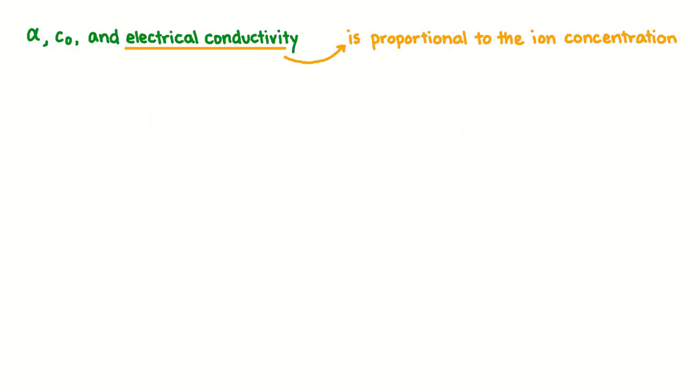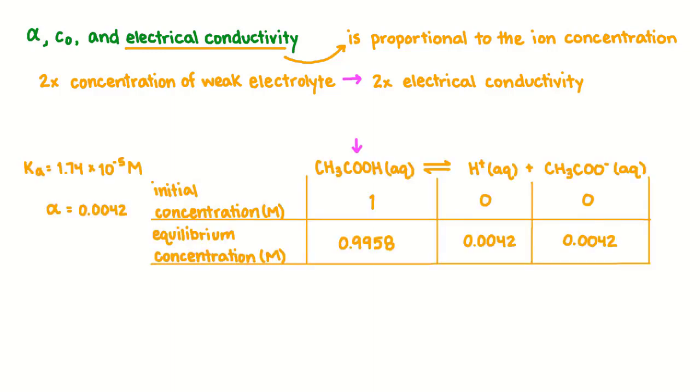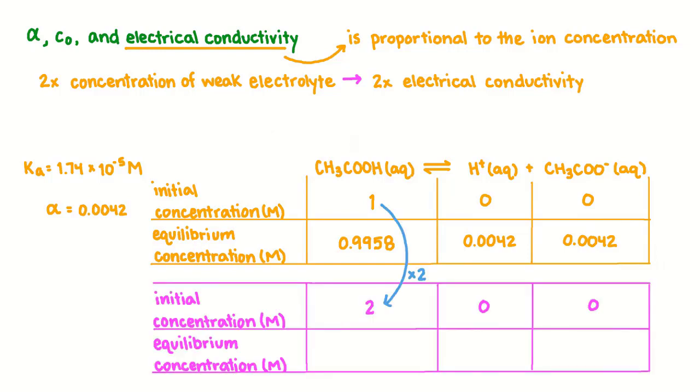The relationship between degree of dissociation and concentration is of particular importance when dealing with electrolytes. In general, the electrical conductivity of an electrolyte is proportional to the ion concentration. So we might expect that doubling the concentration of a weak electrolyte will double the electrical conductivity. Ethanoic acid is a weak electrolyte. If the concentration of ethanoic acid is doubled, then the degree of dissociation will decrease. This means that the proportion of molecules that dissociate will decrease, and the concentration of hydrogen ions and acetate ions in solution will be less than double the original amount.